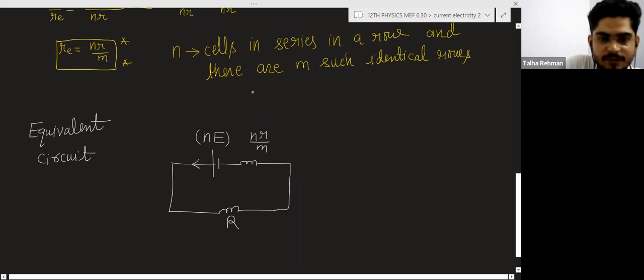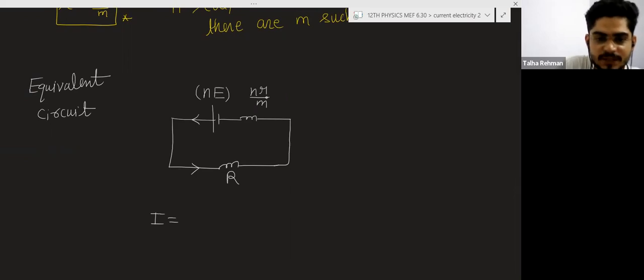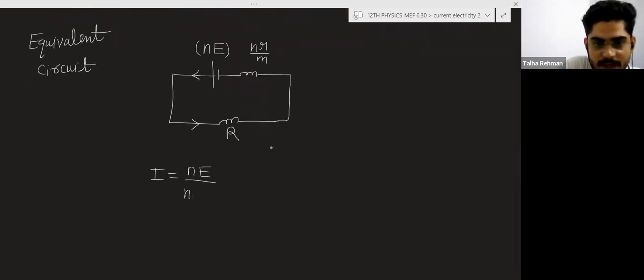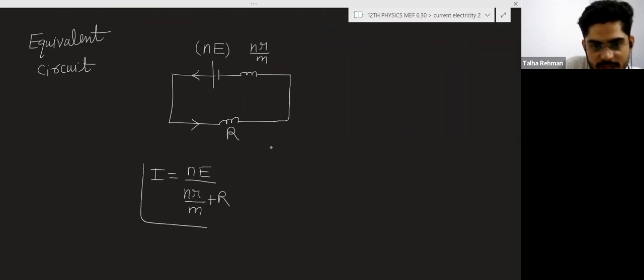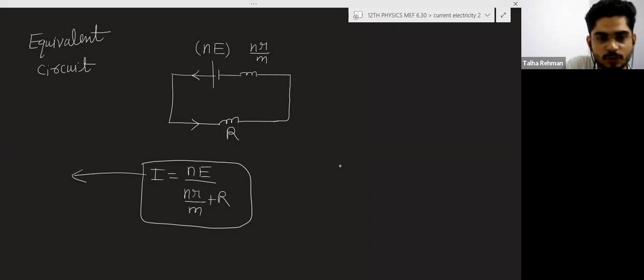If I want to calculate the current I, what is I? E equivalent divided by R equivalent. E equivalent is Ne. And R equivalent will be the two resistances, NR by M plus R. So this is the total current in the mixed combination.